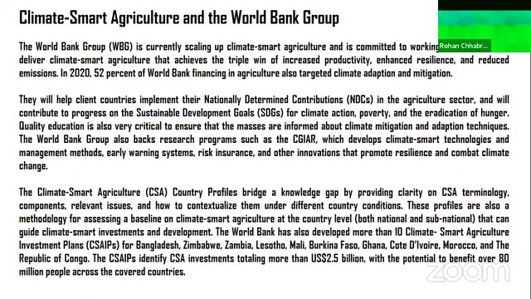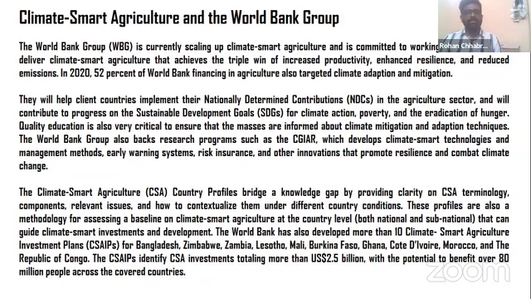Now, climate smart agriculture and the World Bank Group. There is a very big relation between these two things. The World Bank is currently scaling up climate smart agriculture and is committed to working with countries to deliver climate smart agriculture that achieves a triple win of increased productivity, enhanced resilience, and reduced emissions. In 2020, 52% of the World Bank financing in agriculture also targeted climate adaptation and mitigation.